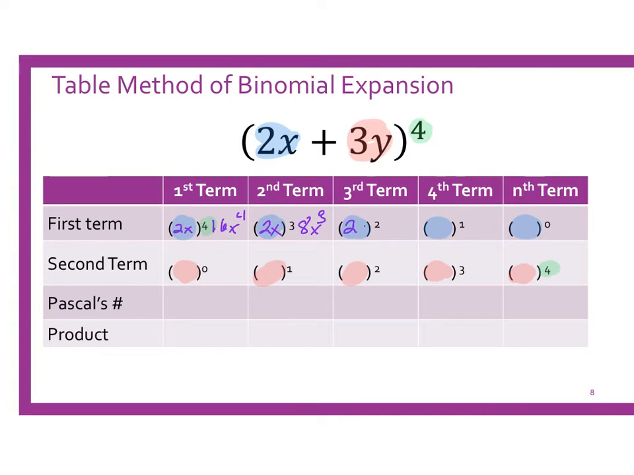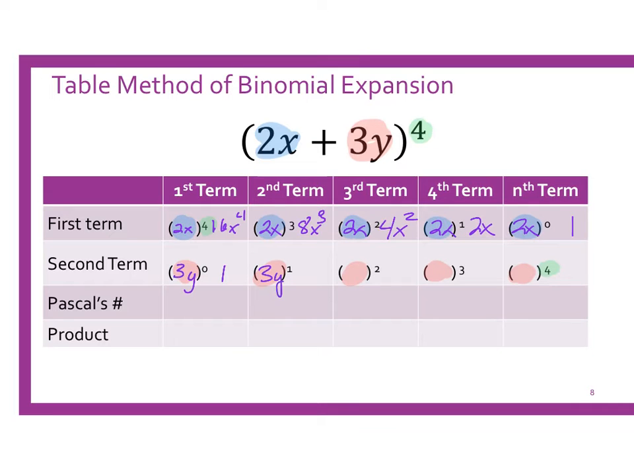Okay, and now 2x squared is 4x squared. 2x to the 1 is just 2x. 2x to the 0 is 1. Okay, now we're going to put in our second terms. So it's 3y to the 0. Well, 3y to the 0 is 1.